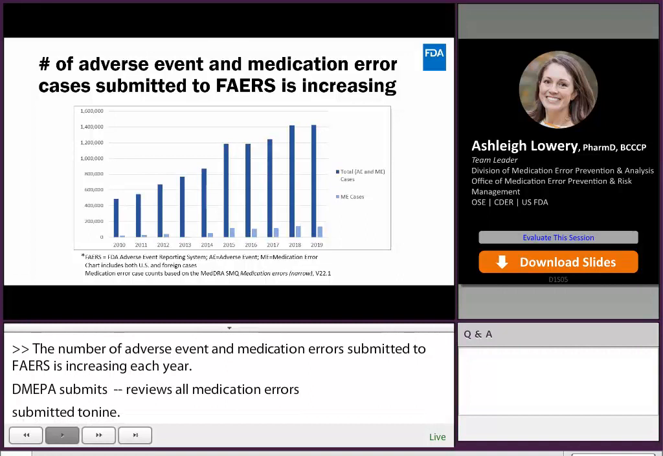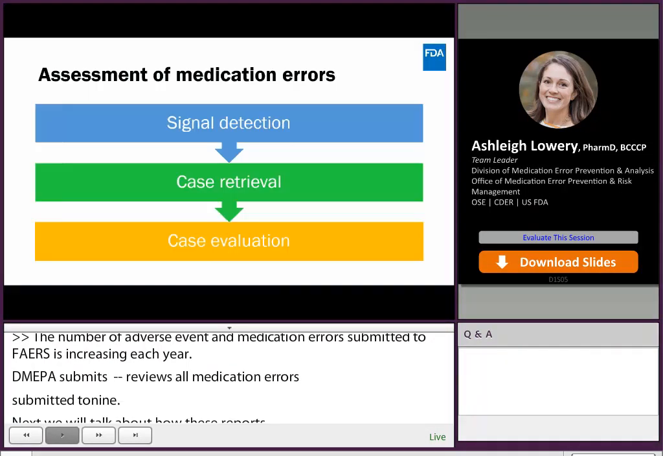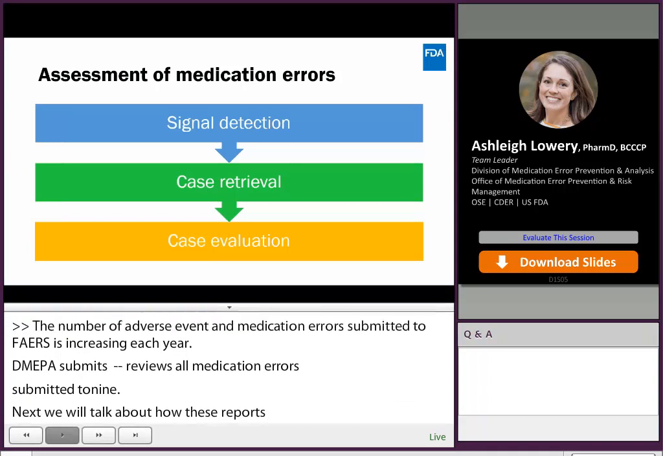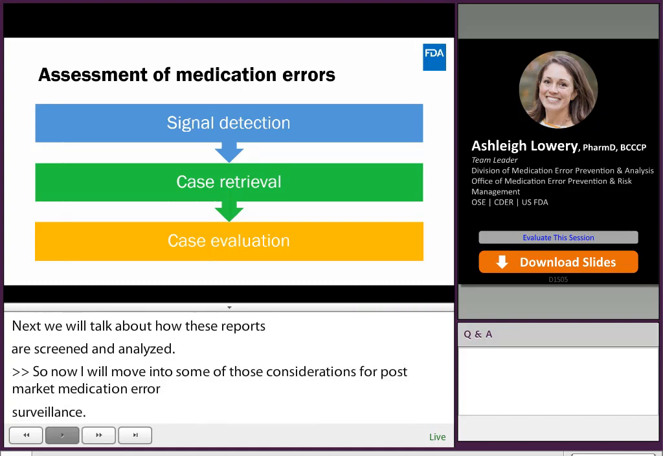So now we'll move into some of those considerations for post-market medication error surveillance. The assessment of medication errors is generally done by first signal detection, followed by case retrieval, and finally case evaluation. And we'll talk about considerations for medication errors during each of these steps.